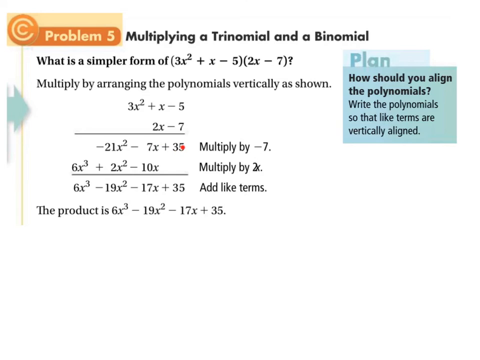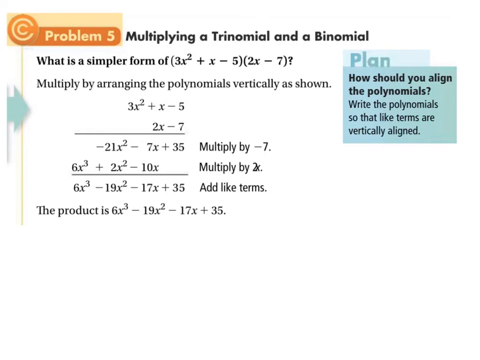So this column is a constant term. Then you're going to have an x term. Then you're going to have your x squared terms. Then you're going to have your x cubed terms, and so on. And you're going to leave spaces so that the x terms are stacked, the x squared terms are stacked, the x cubed terms are stacked, the constants are stacked, etc. Okay? So let's do it.